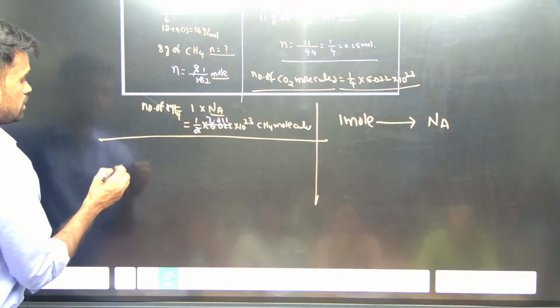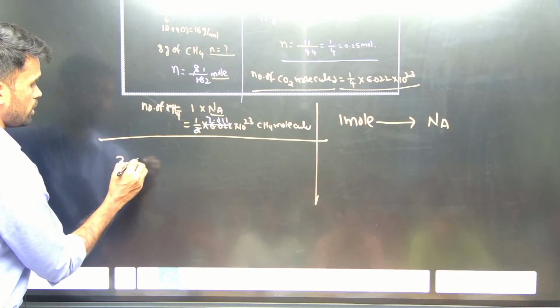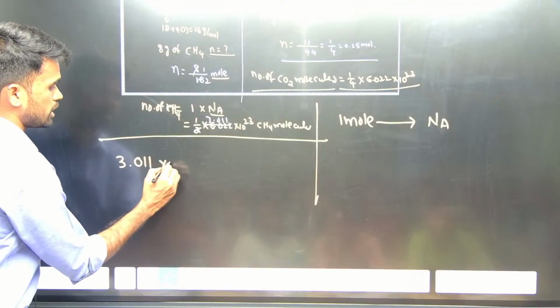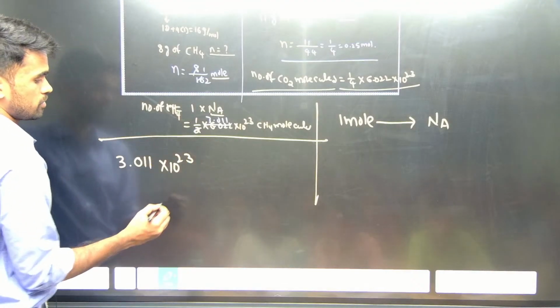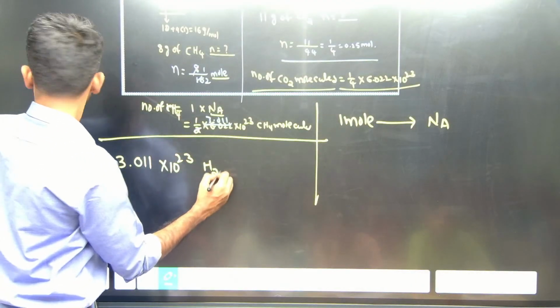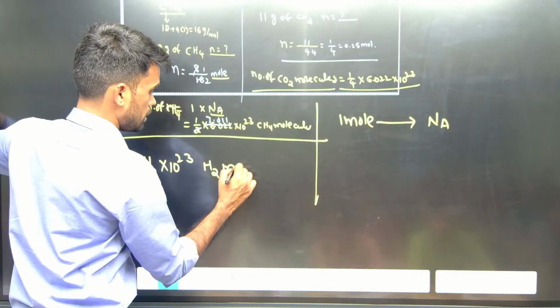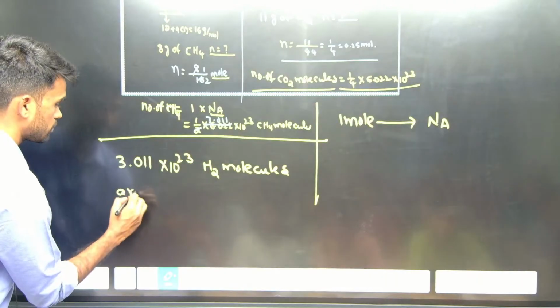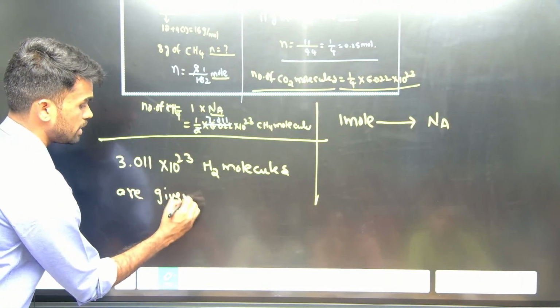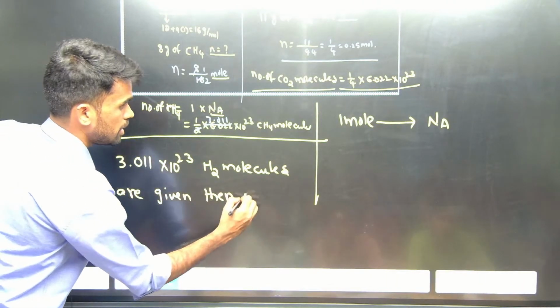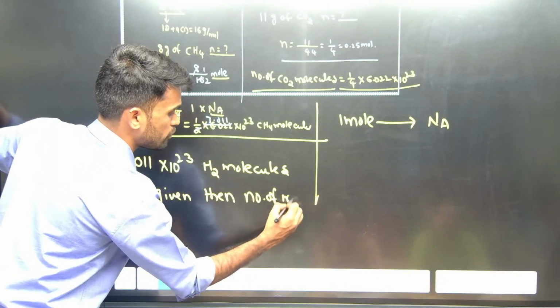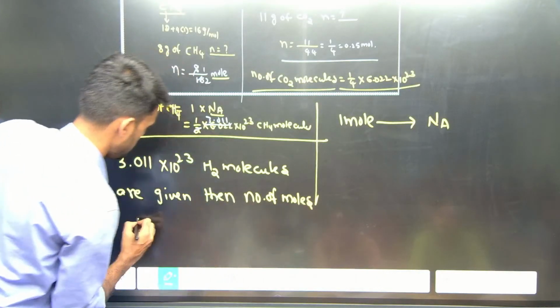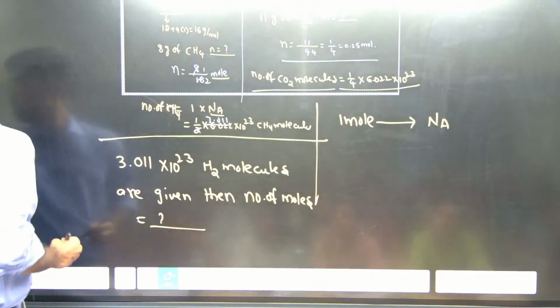See, 3.011 into 10 power 23 hydrogen molecules are given. Then the number of moles is how many? How can you do this?